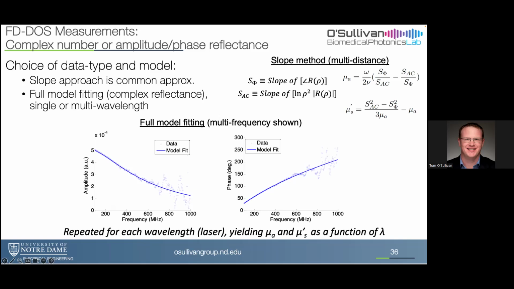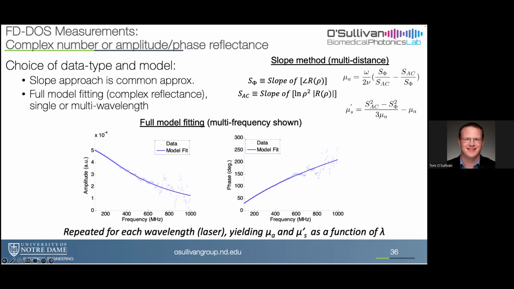These are kind of two different things. I'm illustrating the full frequency fitting approach here. Ignore that. This is the other approach where you use a single frequency. You measure the phase, right? The slope of the phase is a function of distance, so that's what rho is. That's the independent variable there. And the slope of the linearized amplitude. When you have those slopes, which are S sub phi and S sub AC here, you can plug this into this nice closed form equation approximation and get out mu A. So that's really easy and fast to do.